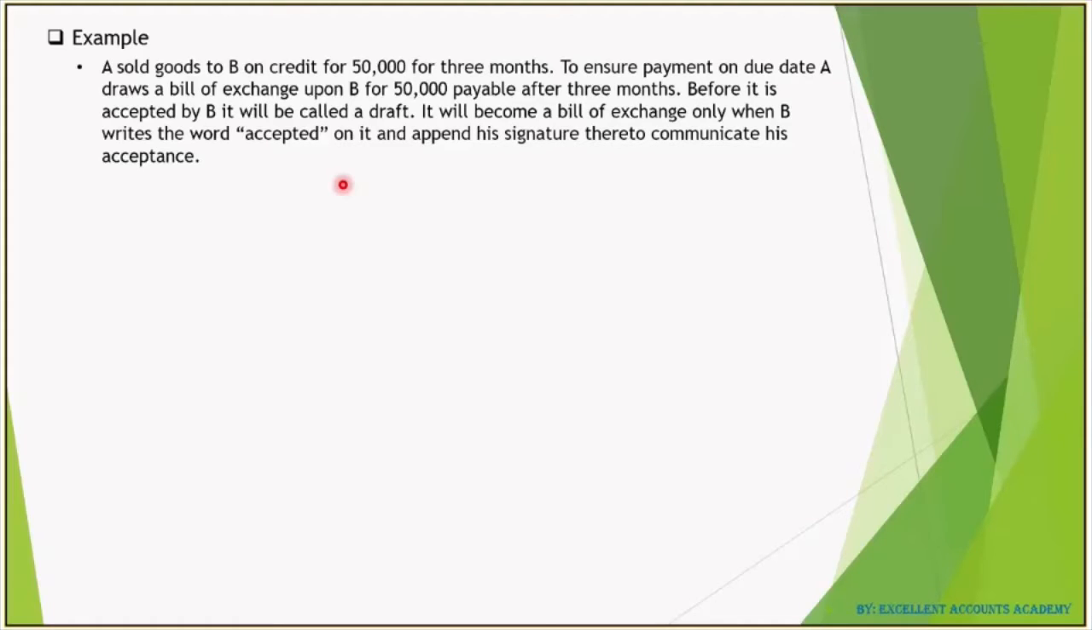So when the bill of exchange is drawn by the seller on the purchaser, it will be called a draft, and once it is accepted by the purchaser, then it will be called a bill of exchange.